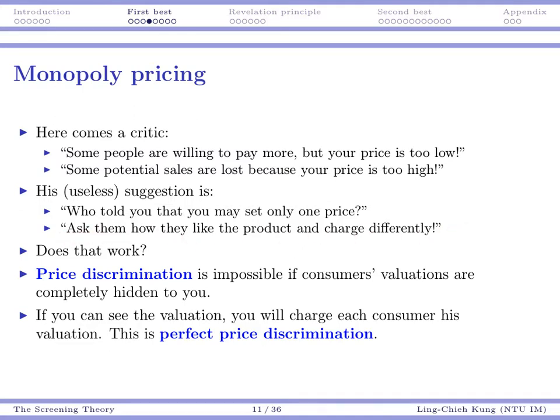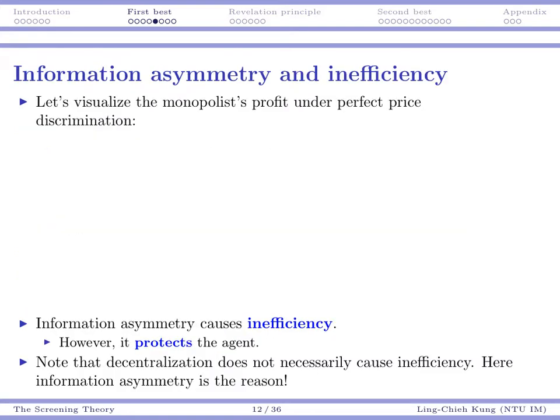And that's why information asymmetry creates some difficulty for you. If you can really see those valuations, you will be able to implement this strategy, and then you can earn a lot of money by doing the so-called perfect price discrimination, right? So to visualize it, suppose you really do perfect price discrimination. Let's see what's going to happen.